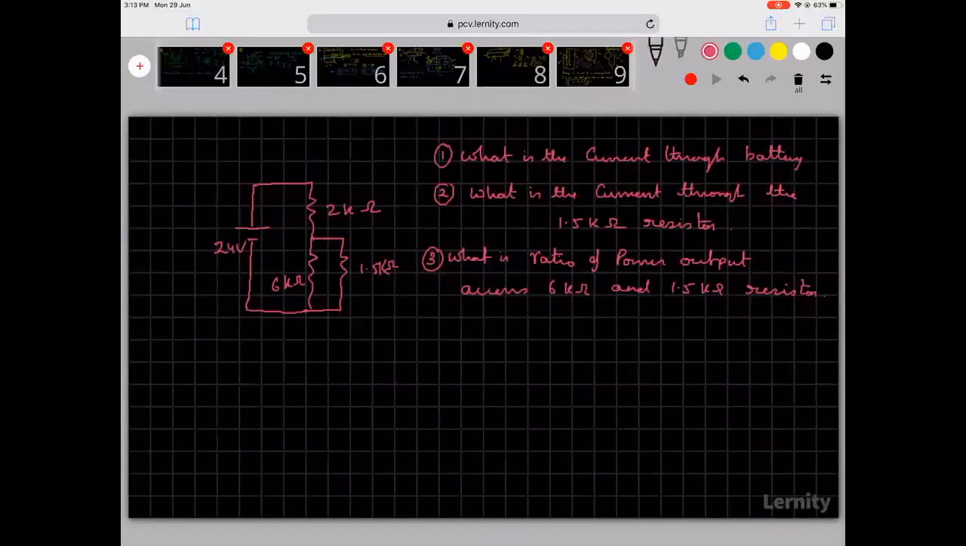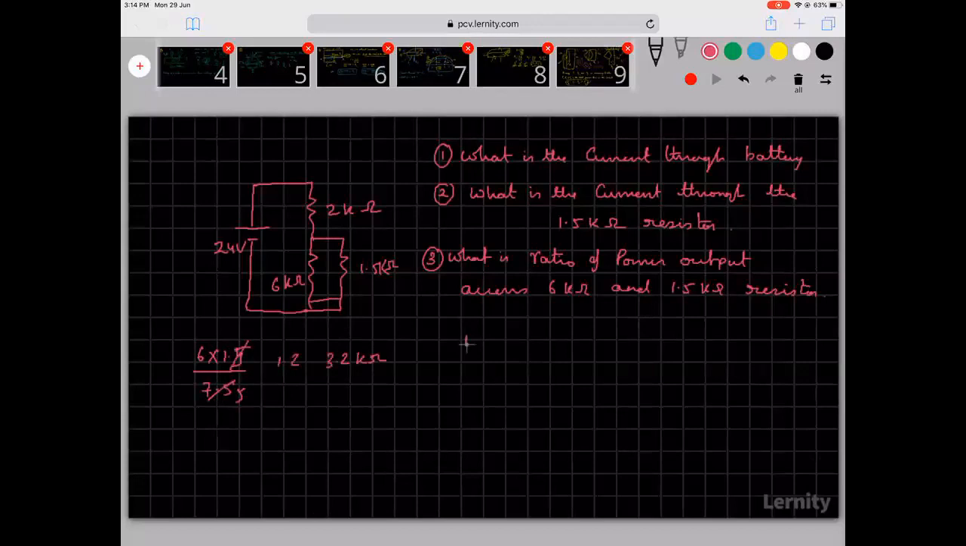So if you want to find out the current through the battery, you have to find out the effective voltage and effective resistance. There is nothing else that you can do. So these two are in parallel. The parallel means 6 into 1.5 by 6 plus 1.5, so that will be 7.5, so this will come to 1.2 kilo ohms. 1.2 plus 2 will give you 3.2 kilo ohms.